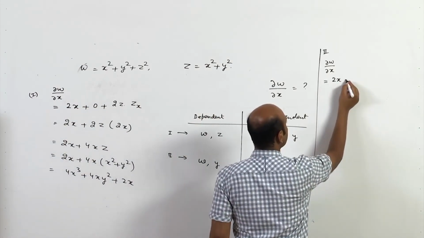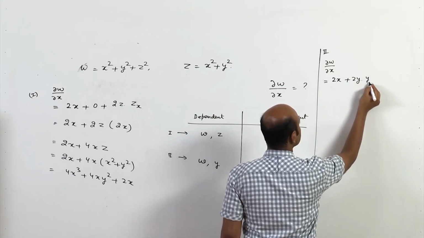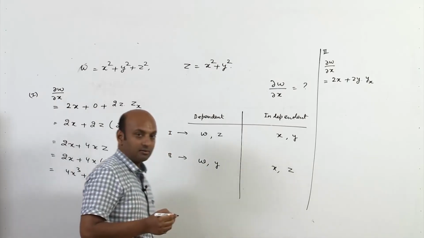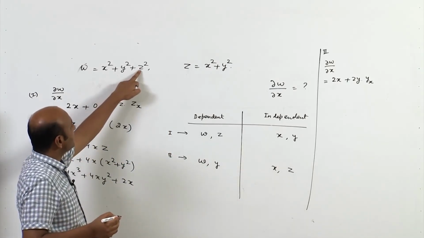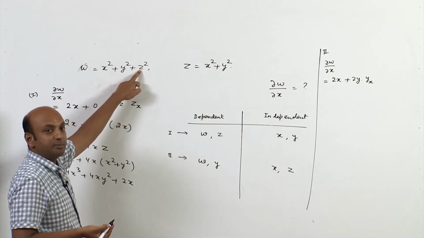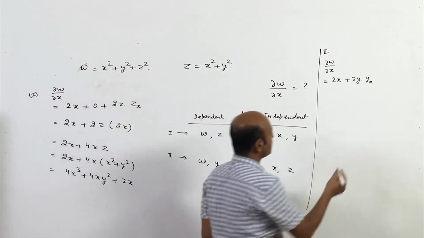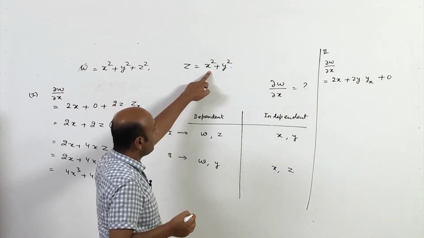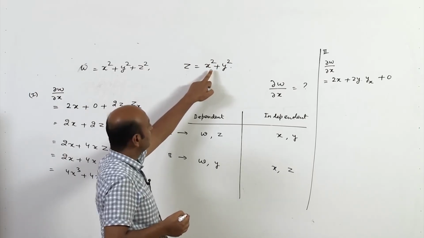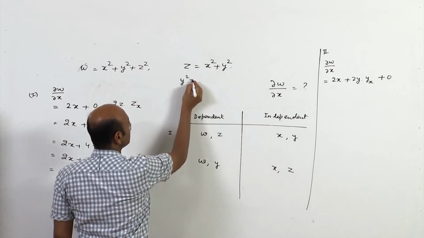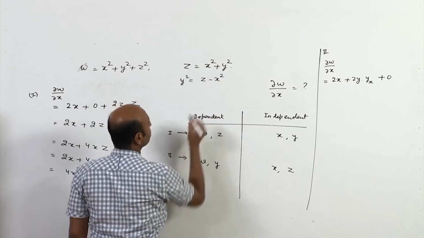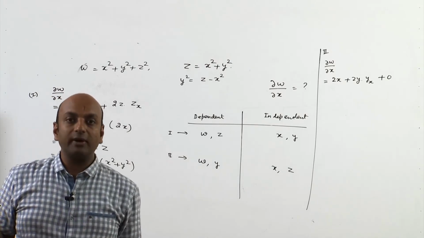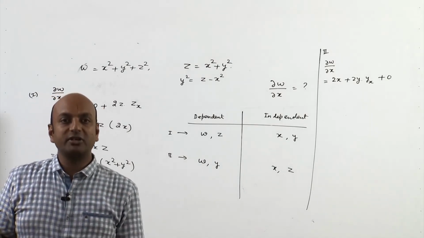It is 2x plus 2y into y_x, because now y is dependent on x and z, and the partial derivative of z with respect to x will be 0 because x and z are independent variables. So, plus 0. Now, from here how can we compute y_x? So, y square is z minus x square. Always first express a variable in terms of independent variables, then compute partial derivatives.